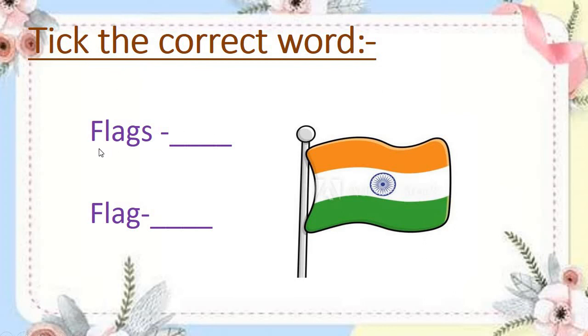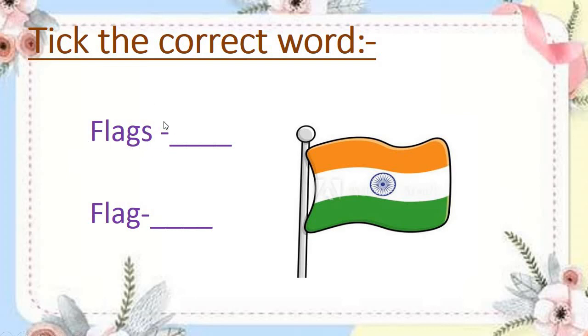Now see here. Flags. Can you see the picture of the flag? There is only one flag. Yes, national flag. Flags. Here is S. So there are many flags. No. Are there many flags? No. So F-L-A-G-S means many.